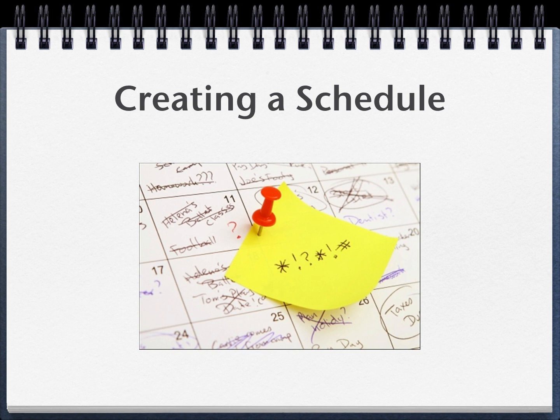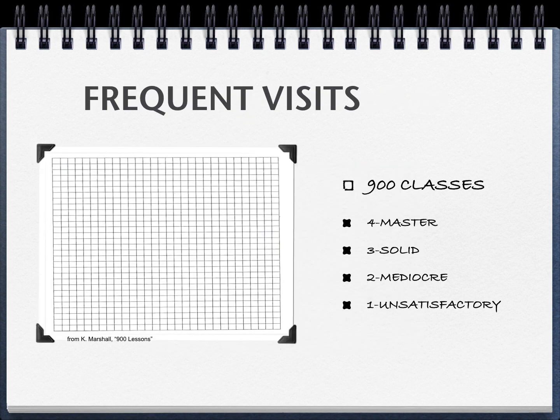And to help illustrate the importance of frequent classroom visits, which I think is the most important point I want to make here, I want to share with you some graphics developed by Kim Marshall. On average, there are about 180 days in a school year. Jewish schools have somewhere between 160 to 180, depending on the school. And the average teacher, especially in middle school and high school, teaches about 5 classes per day. So that equals 900 classes.